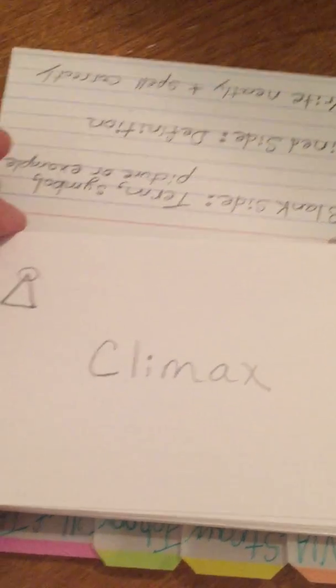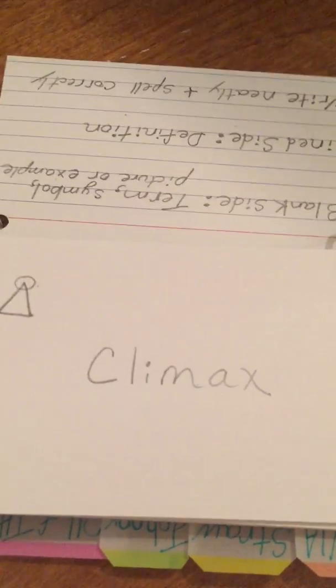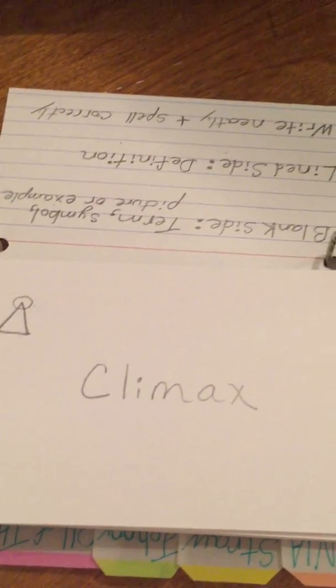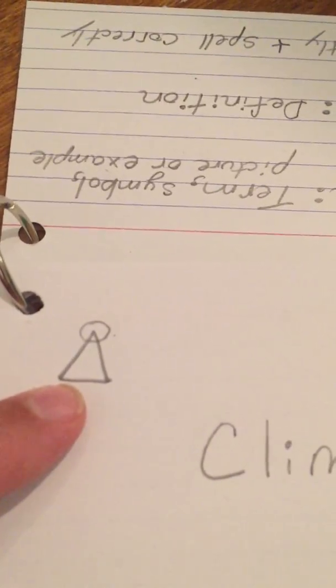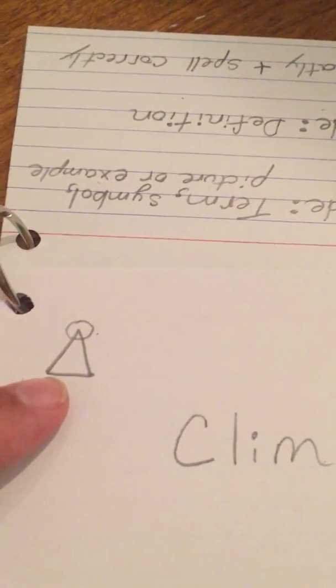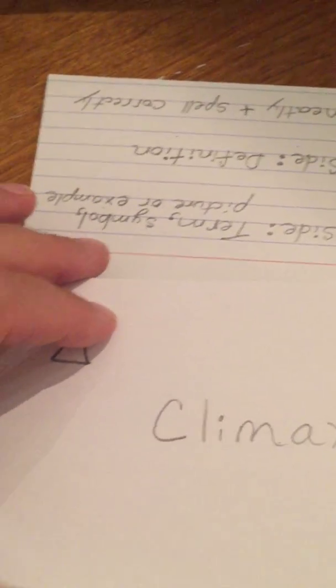So for literary terms, there are going to be symbols, and these symbols are also in the glossary of their English notebook, where the terms can be found. But the triangle is related to the story chart. So all the terms that relate to the story chart will have a symbol of a triangle, and then anything that relates to characters will have a speech bubble.